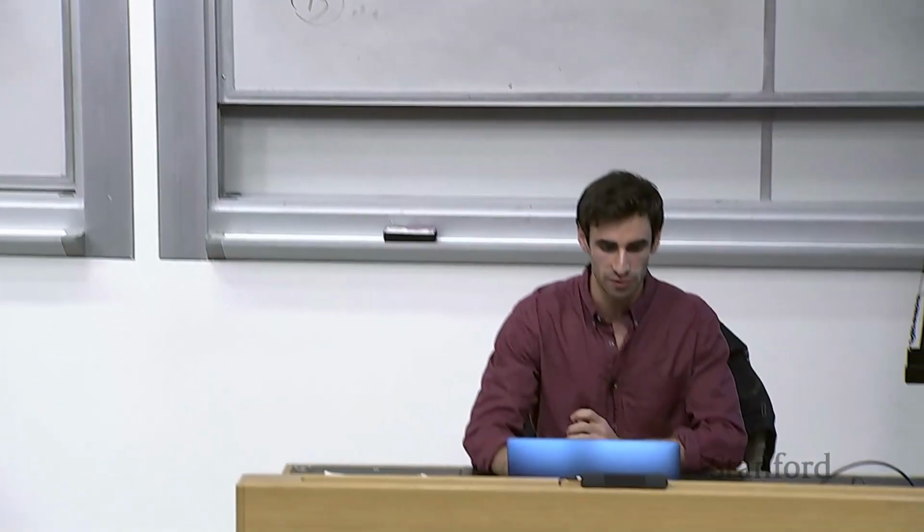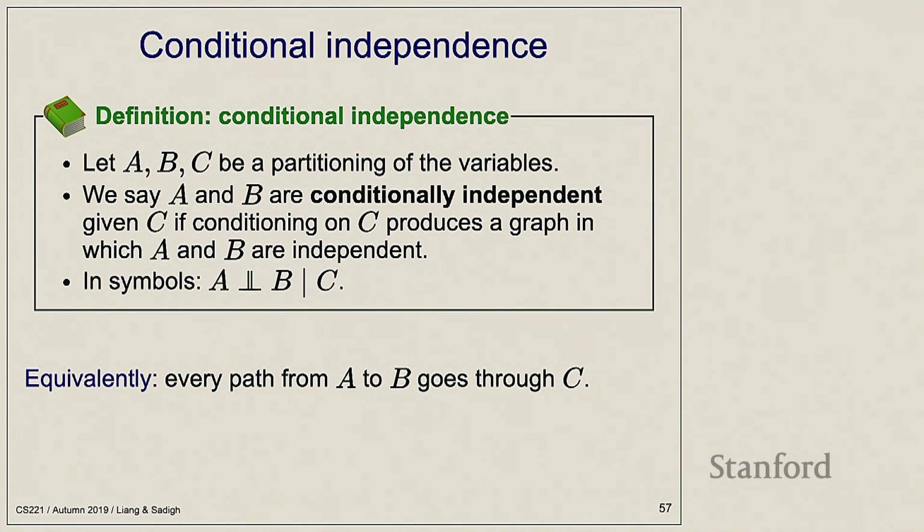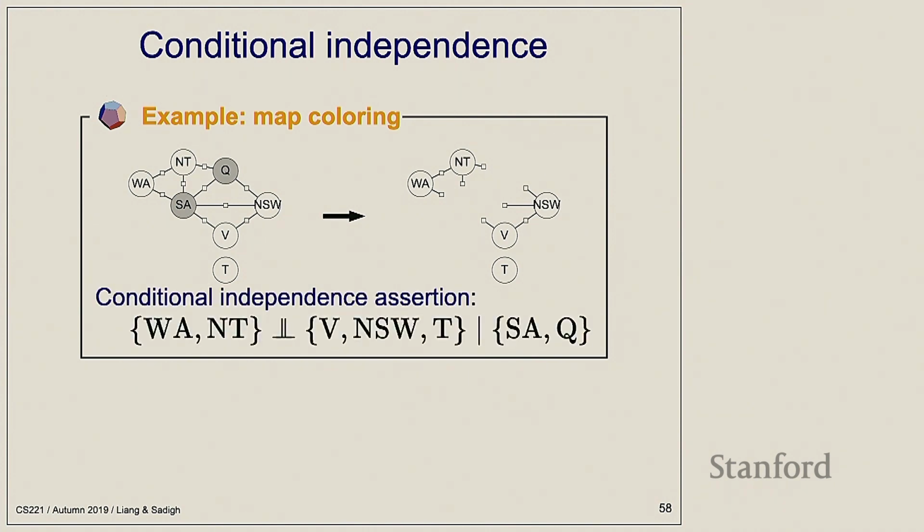This is just a way of formalizing that. This is how we write it: we condition on C, and then A and B become independent. Equivalently, every path from A to B goes through C, so if you remove C, there's no path connecting them. In this example, you have SA and Q. If you condition on them, you rip them out of the graph, and then Western and Eastern Australia are now independent of each other because they've turned into islands. That's writing it mathematically.